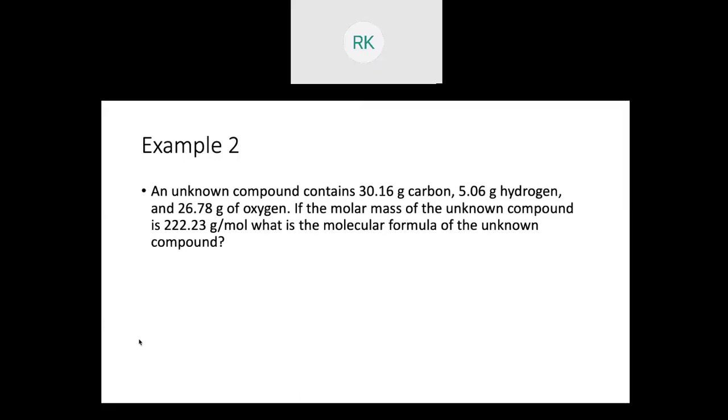Okay. So this one's extremely similar to the last one. We have an unknown compound. It has carbon, hydrogen, and this time oxygen instead of sulfur. If the molar mass of the unknown compound is 222 grams per mole, what is the molecular formula of the unknown compound? Okay, so here they're not asking for the empirical formula, they're asking you for the molecular formula. And the only other real difference here is that instead of mass percent, they give you grams of each one of your elements.